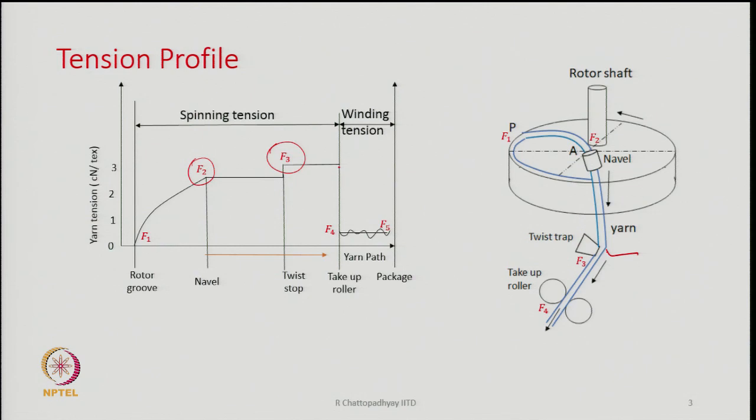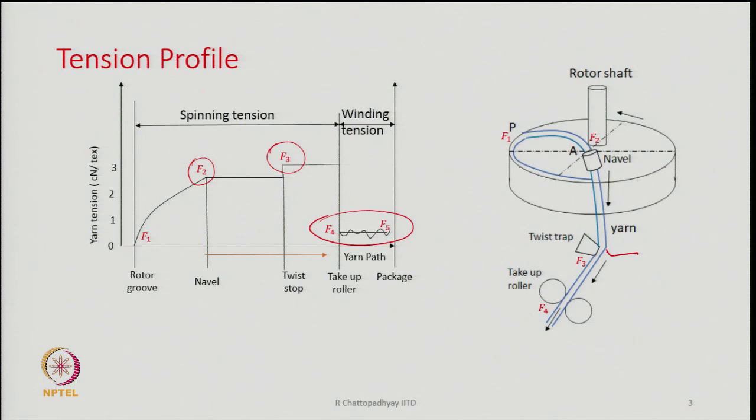and then from F3 as it goes beyond the take up roller, here there is a sudden drop in tension, and between the take up roller and the package the tension remains fairly constant, which is close to F4 as has been depicted here. So, F4 and F5 are practically the same.